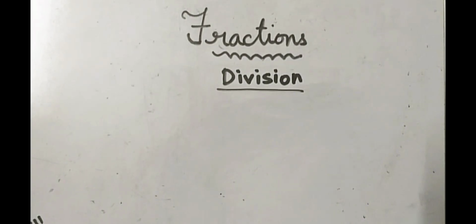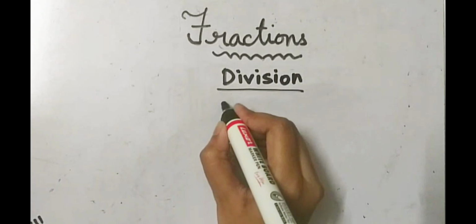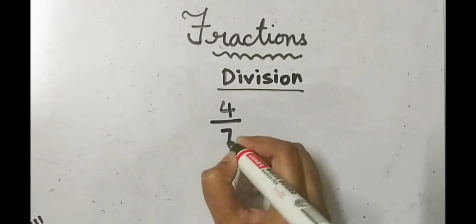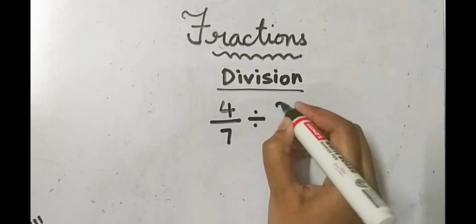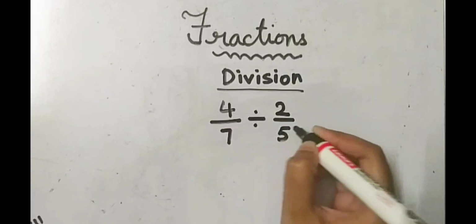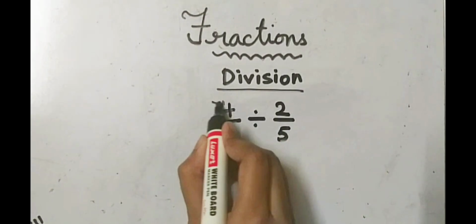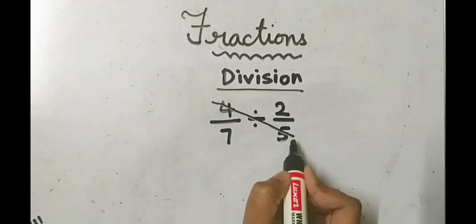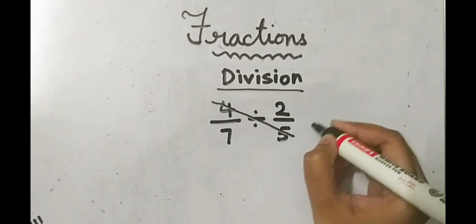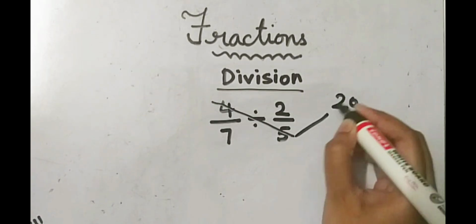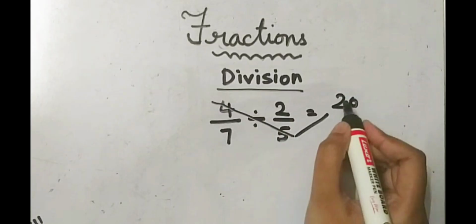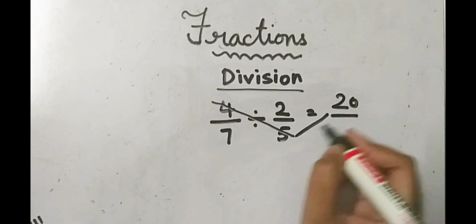Now division of fractions. Let us take one problem: 4 by 7 divided by 2 by 5. This one you see carefully. What you have to do is, now do cross multiply. 4 fives are 20, right? Write it in the numerator place. 4 fives are 20. This becomes the numerator.